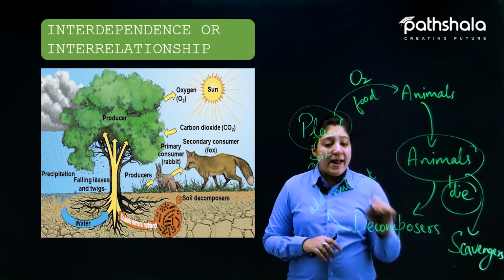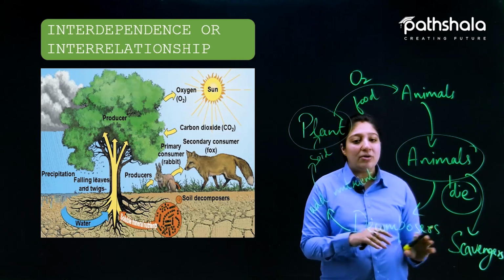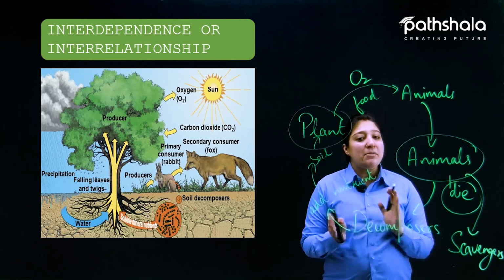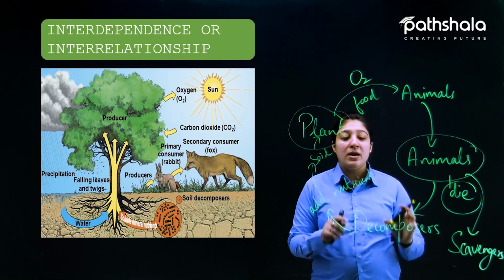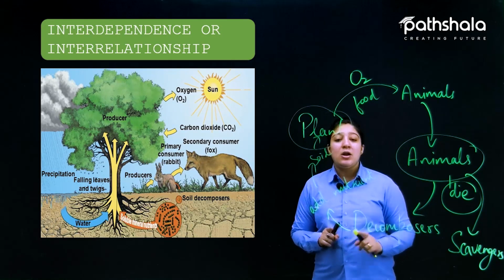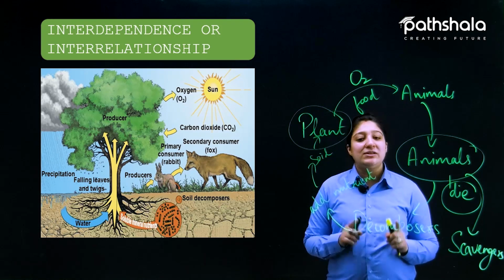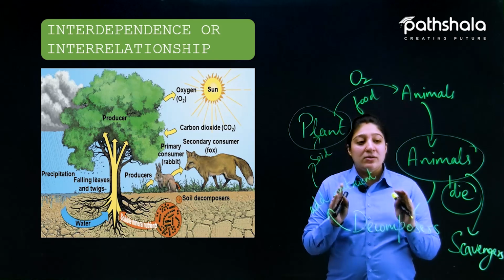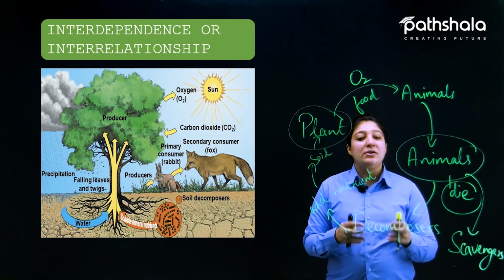Now if any of the organisms becomes invisible or is taken away from here, what happens? There will be an imbalance in the environment, in our surroundings. And because of that, this interrelationship becomes very important. All the living things depend on one another for all the resources that are provided by them to the other things, right? So this is the interdependence of the components present in the forest.